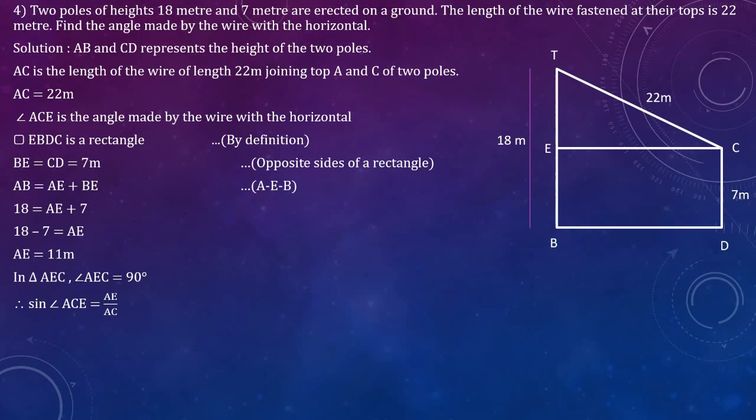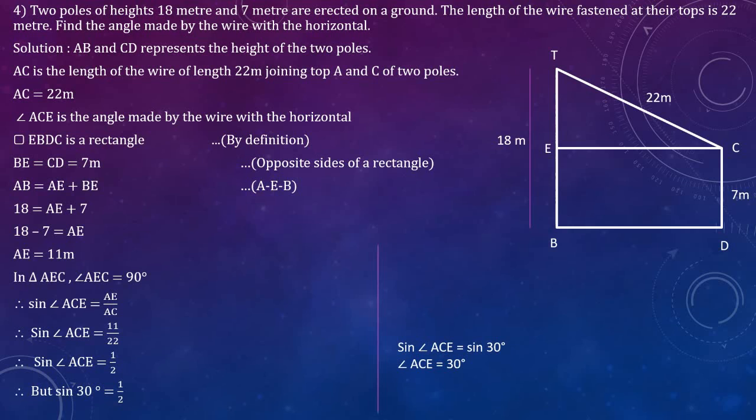Substituting the values of AE and AC, we get sine of angle ACE is equal to 11 upon 22. So sine of angle ACE is equal to 1 upon 2. But we know that sine of 30 degrees is equal to 1 upon 2 from the table. So by equating both these values, sine of angle ACE is equal to sine of 30 degrees. Therefore angle ACE is equal to 30 degrees. Hence the angle made by the wire with the horizontal is nothing but 30 degrees.